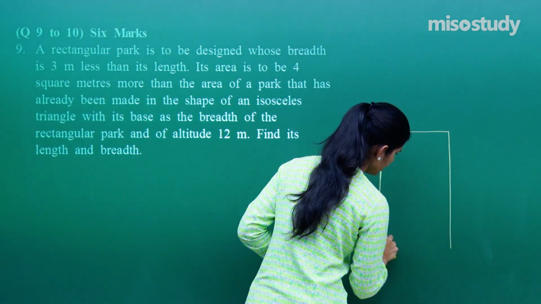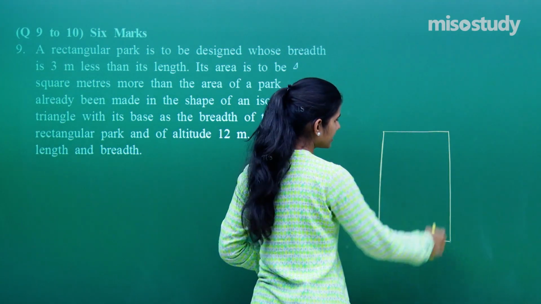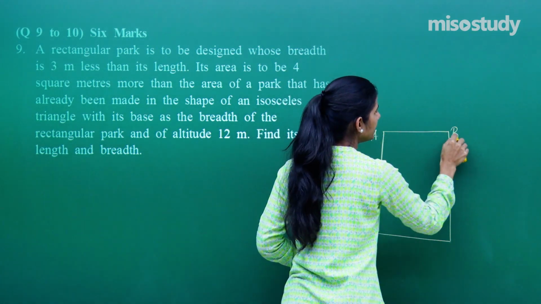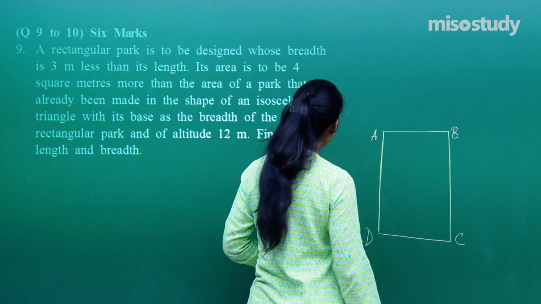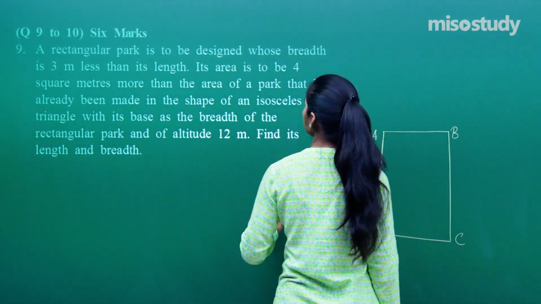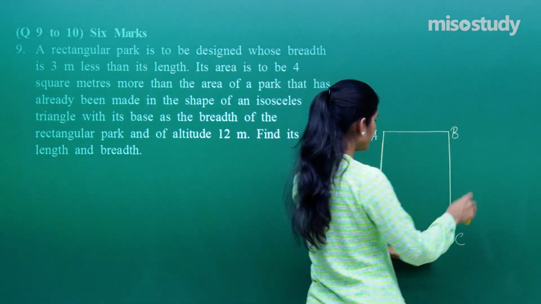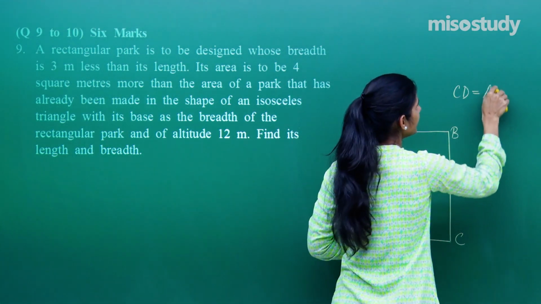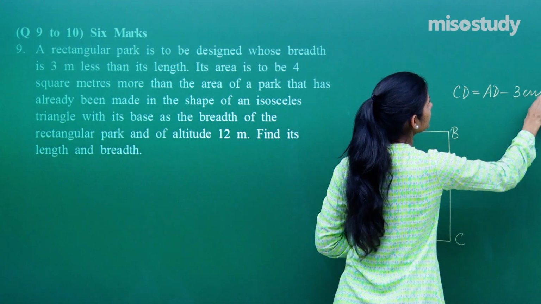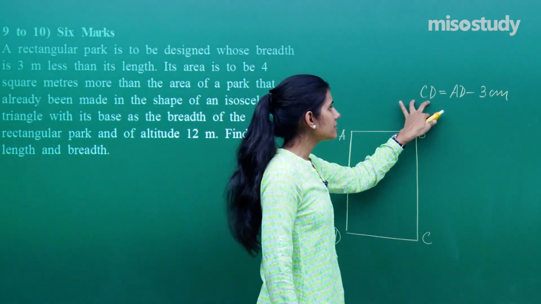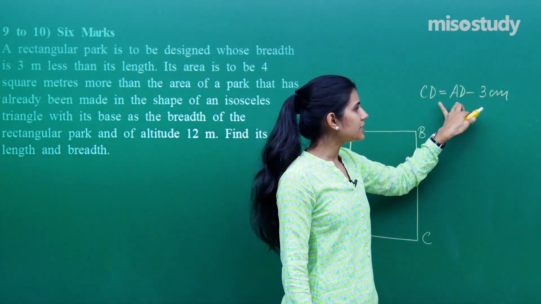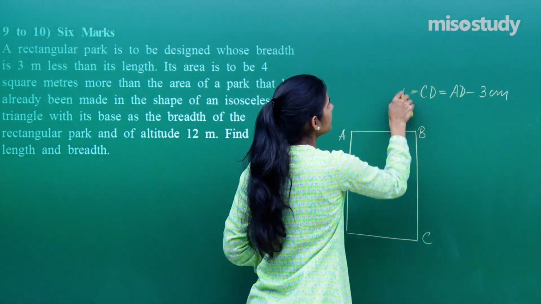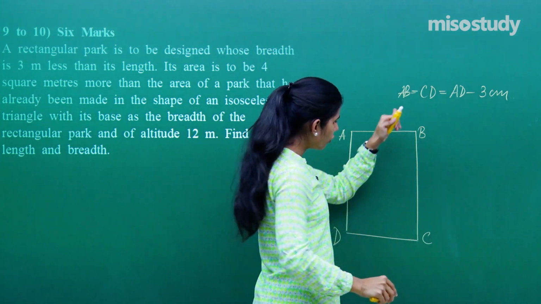This is the rectangle. Obviously, this is the length and that's the breadth. Say I mark it as A, B, C, D. I am saying the breadth is 3 meters less than the length. So, AD is the length, and the length minus 3 meters is the breadth. Breadth is obtained when you remove 3 meters from the length. CD or AB is the breadth and AD or BC is the length.